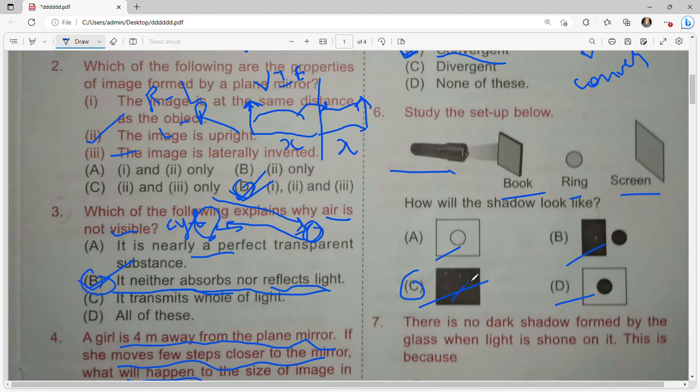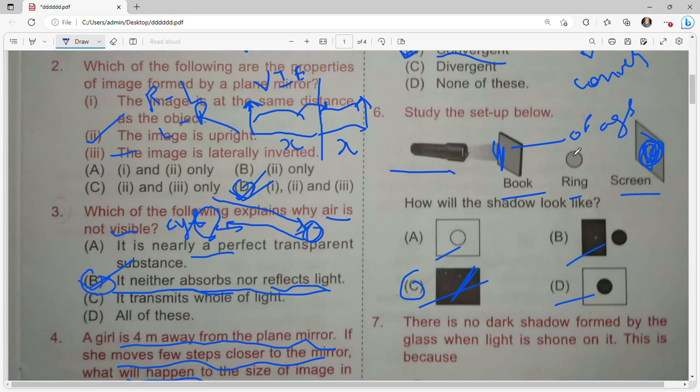The shadow would look like this because the book, which is an opaque object, is obstructing the path of light. It's obstructing the path of light, and this is why a black shadow is formed on the screen behind.